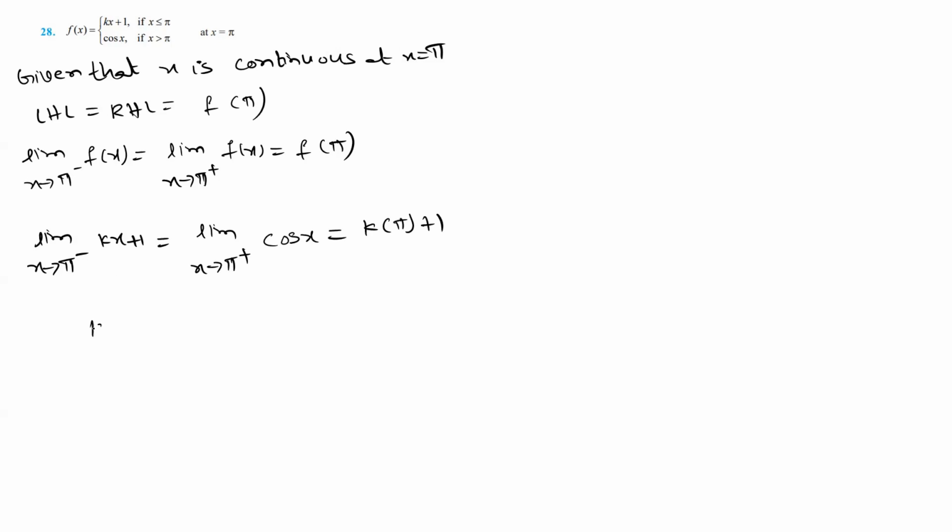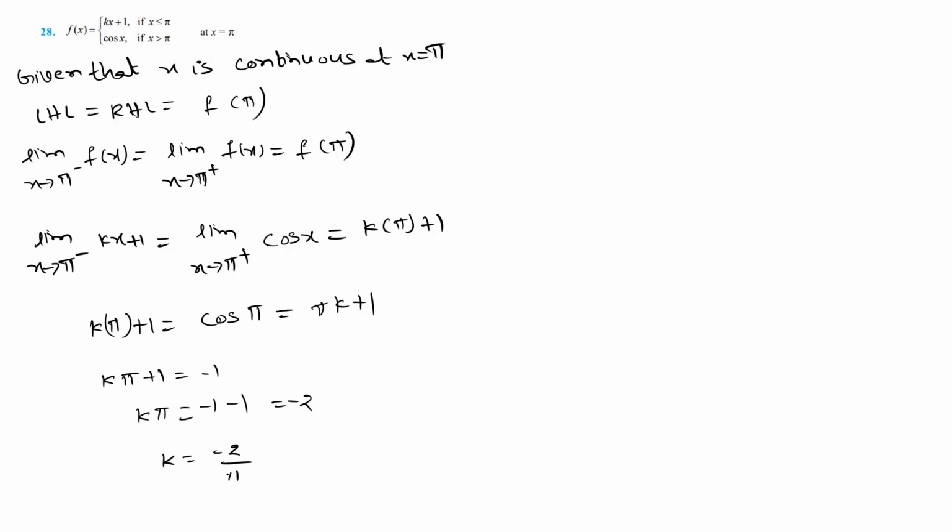If you substitute here, k into pi plus 1 is equal to cos pi, which is equal to pi k plus 1. We know that cos 180 degrees value is minus 1. So we are taking these two values: k pi plus 1 is equal to minus 1. k pi is equal to minus 1 minus 1, which is minus 2. So k is equal to minus 2 divided by pi, which is the required answer.